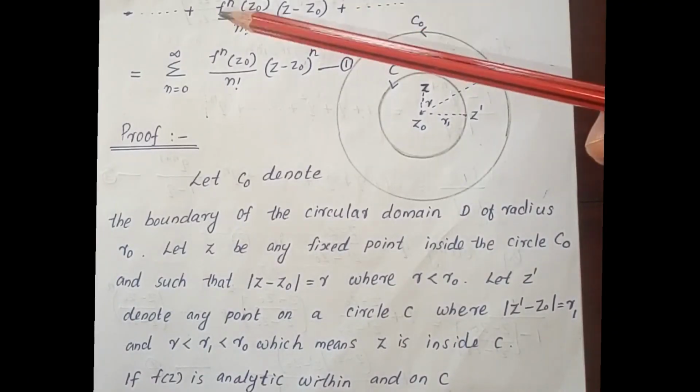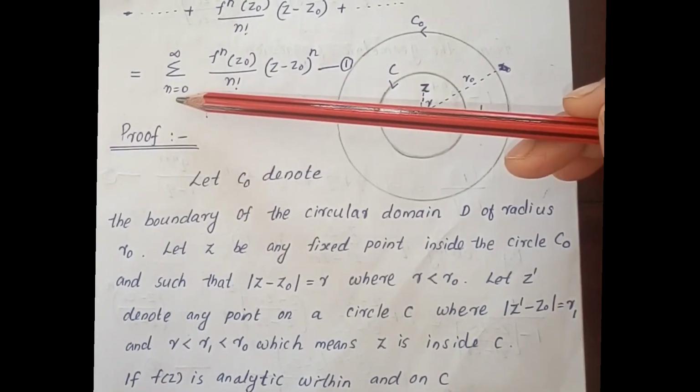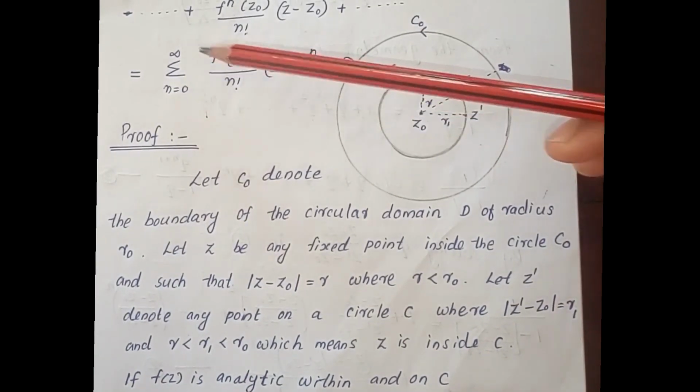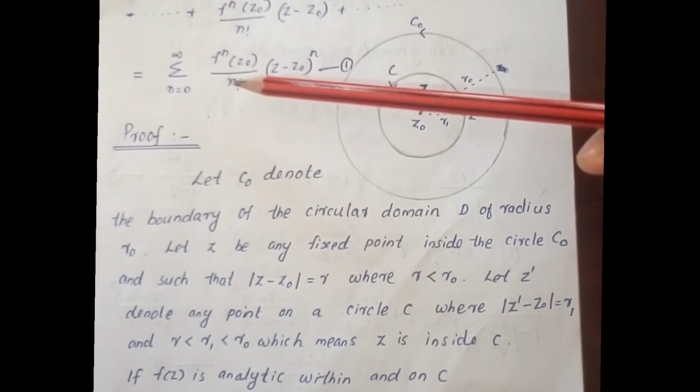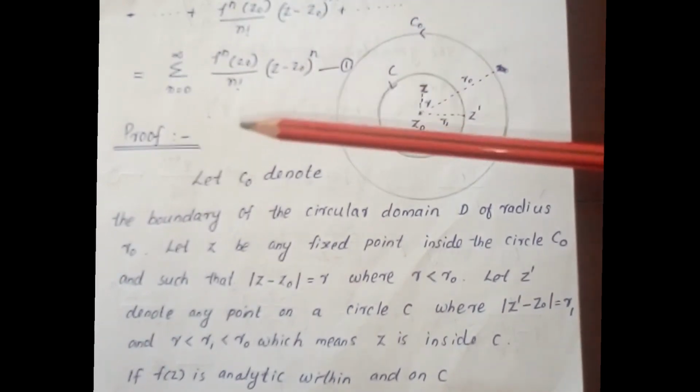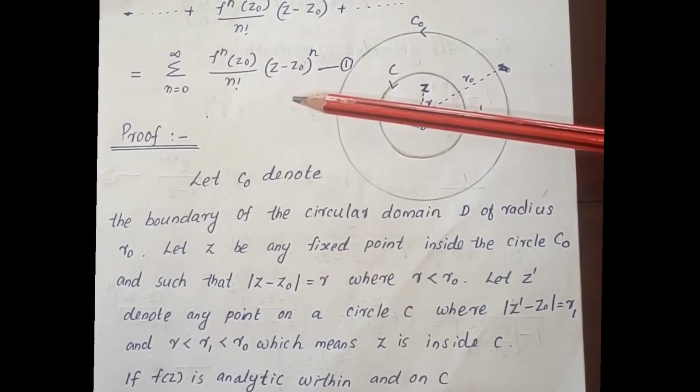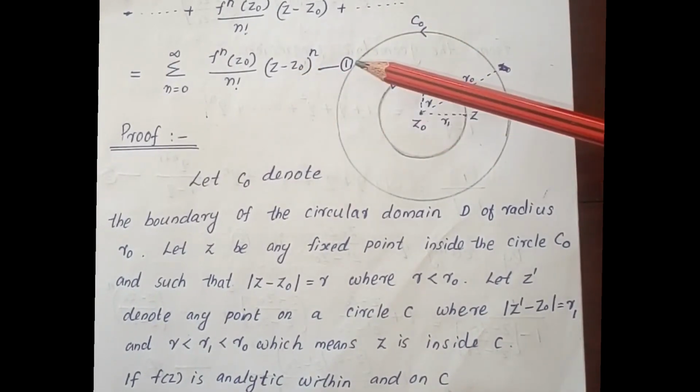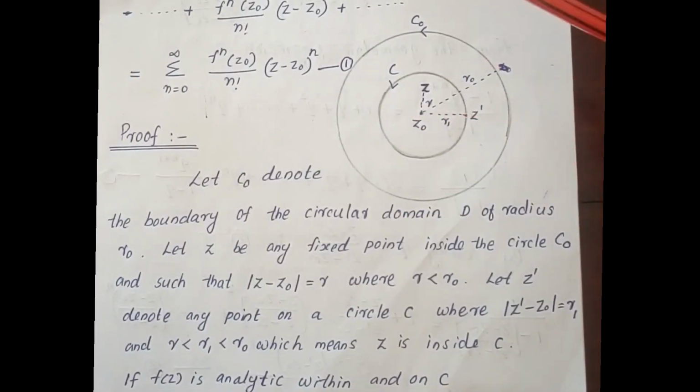Or simply we can write it like this: summation n = 0 to infinity f^n(z0)/n! (z - z0)^n, and this is equation number 1. Now we have to prove the Taylor series.